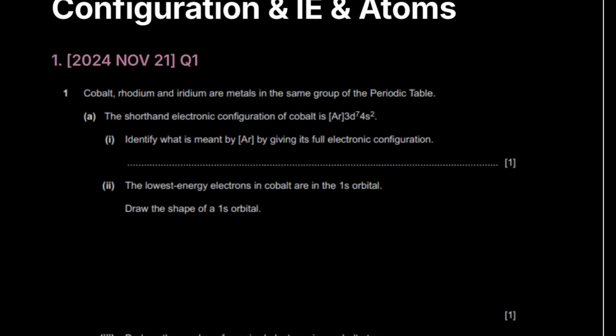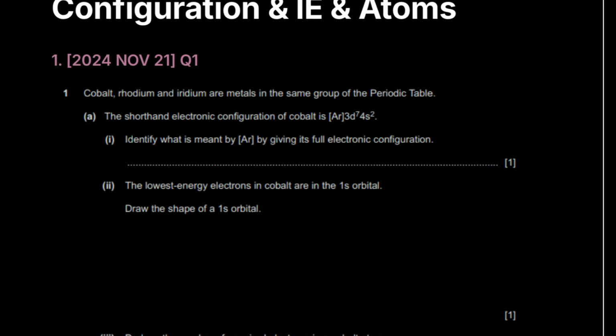Question 1 says, I'm going to go a little quick on this, and whenever you guys have any question, just raise your hand and ask me. But please don't ask me questions if you haven't watched the relevant class recording. Okay? Now, question 1 says, cobalt, rhodium, and iridium are metals in the same group of the periodic table.